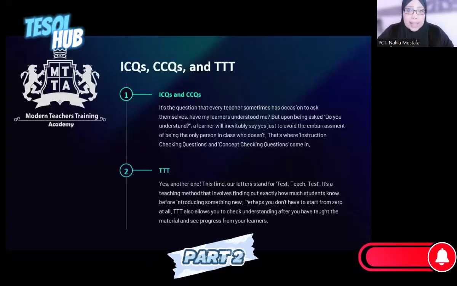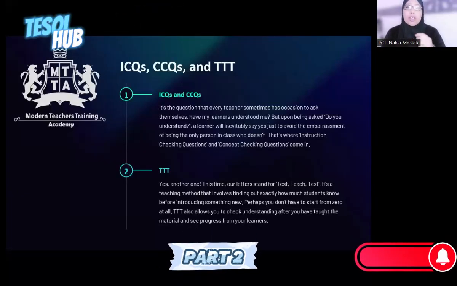CC stands for an acronym that we use for one of the most famous frameworks, which is test, teach, test. So you test the students first, then you teach them, then you test them again. This method involves finding out exactly what your students know before starting the lesson. So it activates the students' schemata and their prior knowledge. Then you teach them, then you test their understanding, of course, using activities.